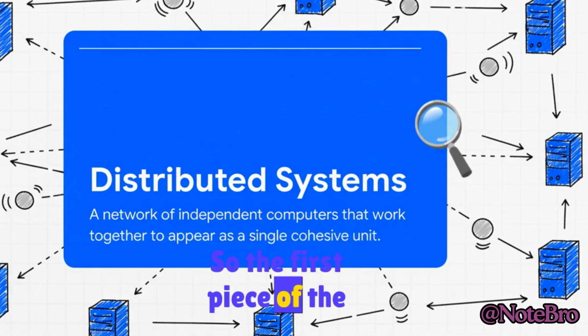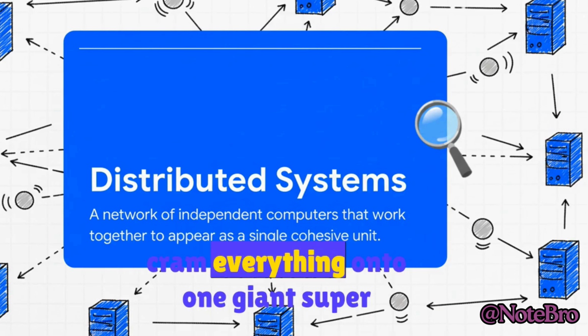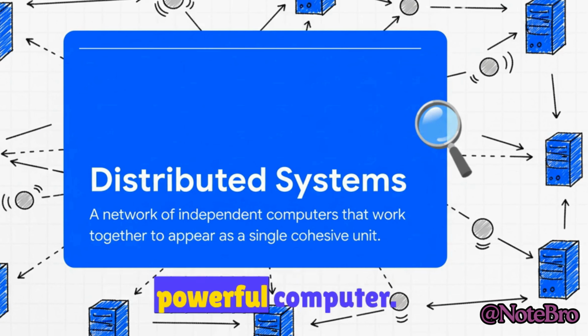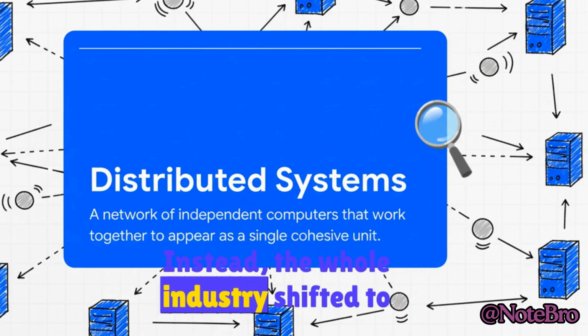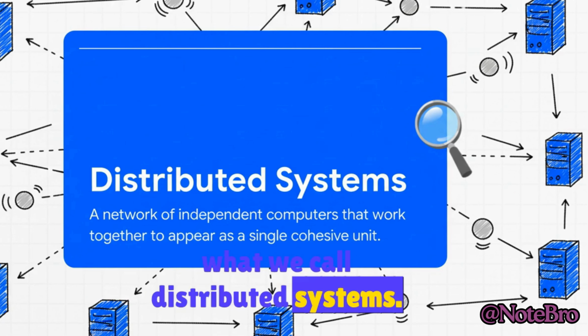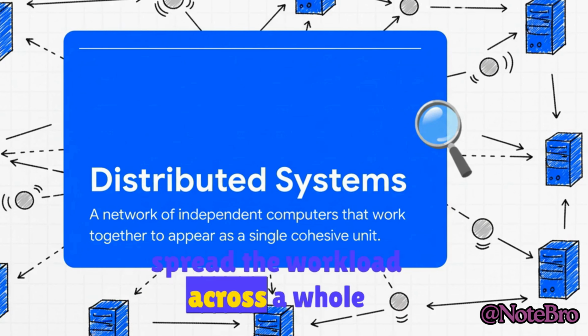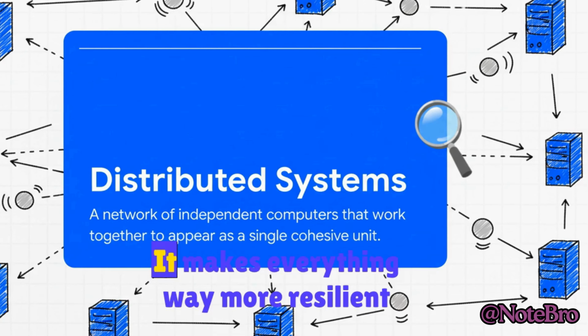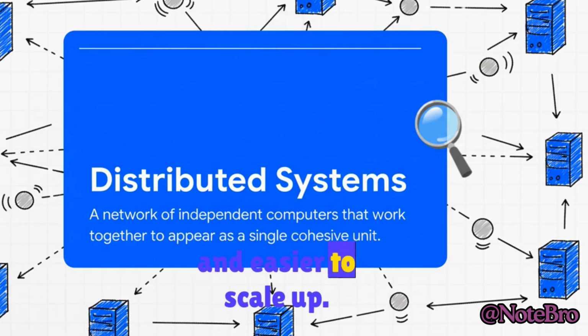So, the first piece of the puzzle was to stop trying to cram everything onto one giant, super powerful computer. Instead, the whole industry shifted to what we call distributed systems. The big idea is to just spread the work out across a whole network of computers. It makes everything way more resilient and easier to scale up.